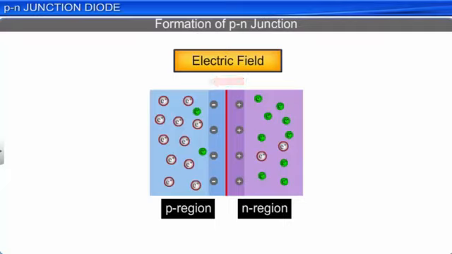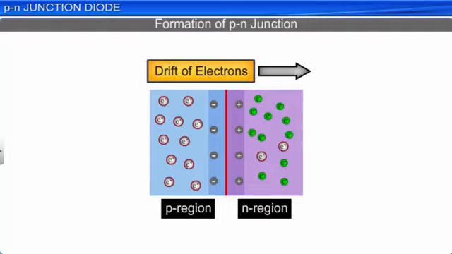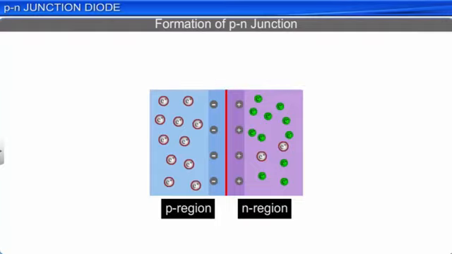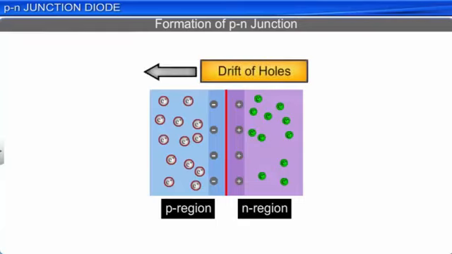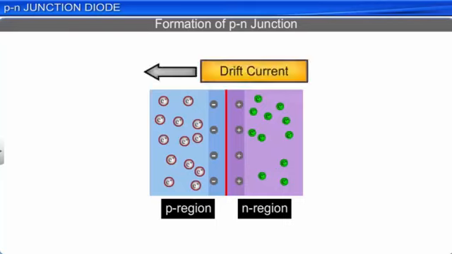The electric field across the depletion region causes electrons in the p region to move to the n region. This is called the electron drift. Simultaneously, the electric field across the depletion region causes the holes in the n region to move to the p region. This is called the hole drift. This drift of minority charge carriers across the p-n junction creates a drift current that is directed from the n region towards the p region of the semiconductor. Thus, we observed that the diffusion current and the drift current across a p-n junction are opposite in direction.